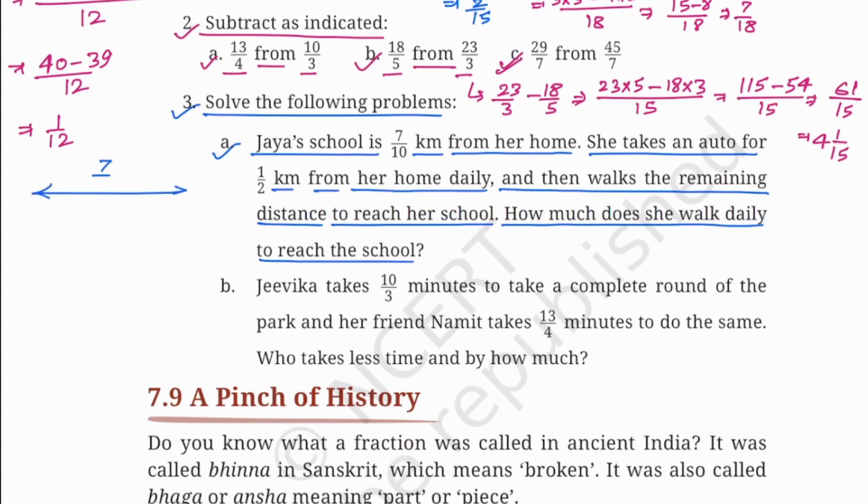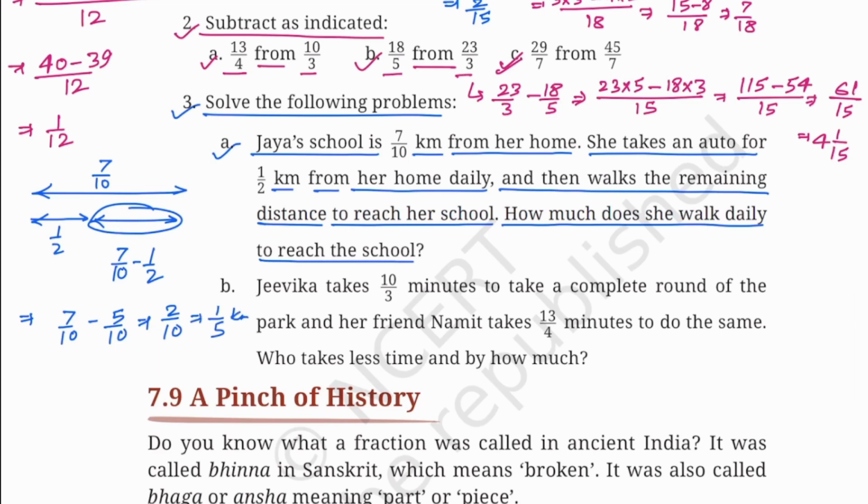Total distance is 7 upon 10. Distance covered using auto is half. You have to find the distance covered using walking. This distance will be 7 upon 10 minus 1 upon 2, or it can be written as 7 upon 10 minus 5 upon 10 equal to 2 upon 10 or 1 upon 5 kilometer.